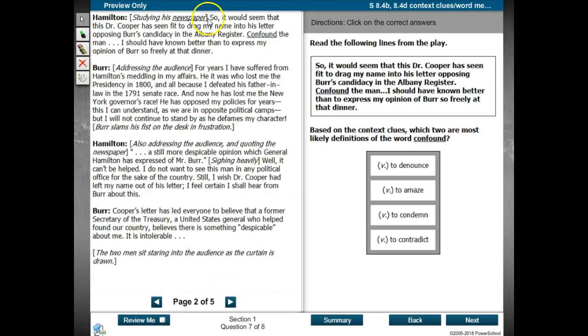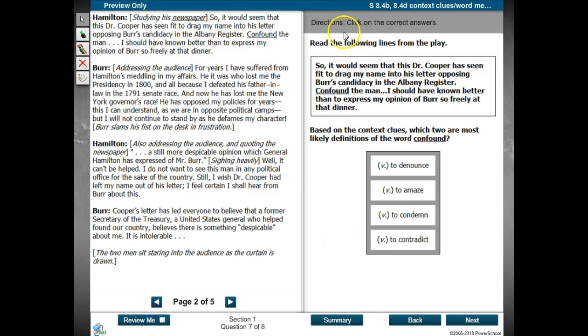Hamilton studying his newspaper. So it would seem that this Dr. Cooper has seen fit to drag my name into his letter opposing Burr's candidacy in the Albany Register. Confound the man! I should have known better than to express my opinion of Burr so freely at that dinner.